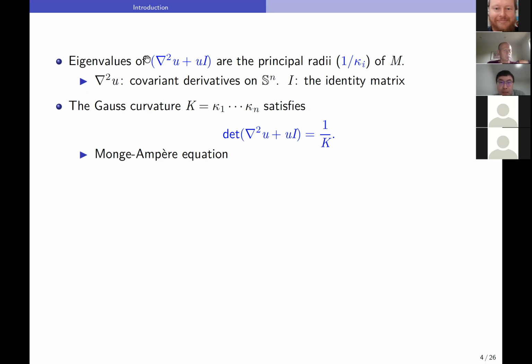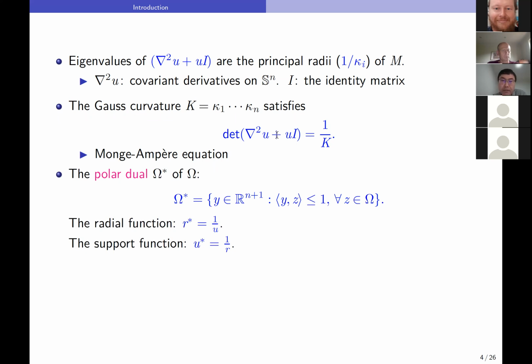In particular, the eigenvalues of this matrix are the principal radii of M. This matrix is given by the Hessian of U plus U times the identity matrix, where the Hessian is with respect to the unit sphere, and the principal radii are just 1 over the principal curvatures k_i. From this fact, we know that the Gauss curvature, which is the product of all the principal curvatures, satisfies that 1 over Gauss curvature is equal to the determinant of this matrix. This equation is a Monge-Ampere equation.